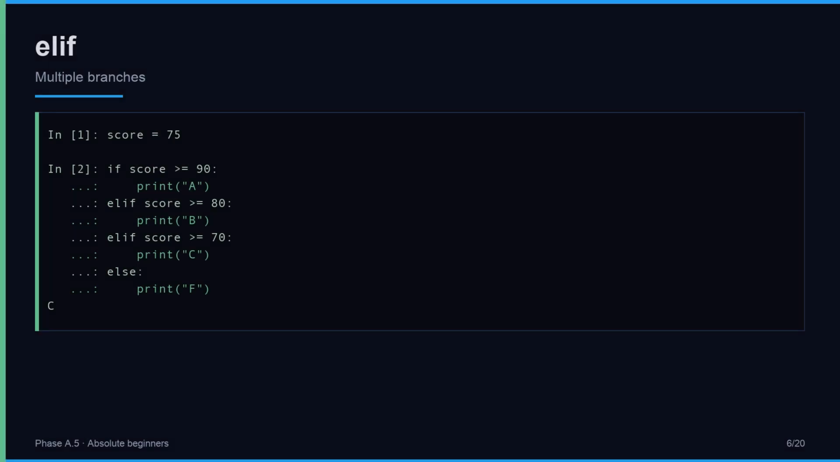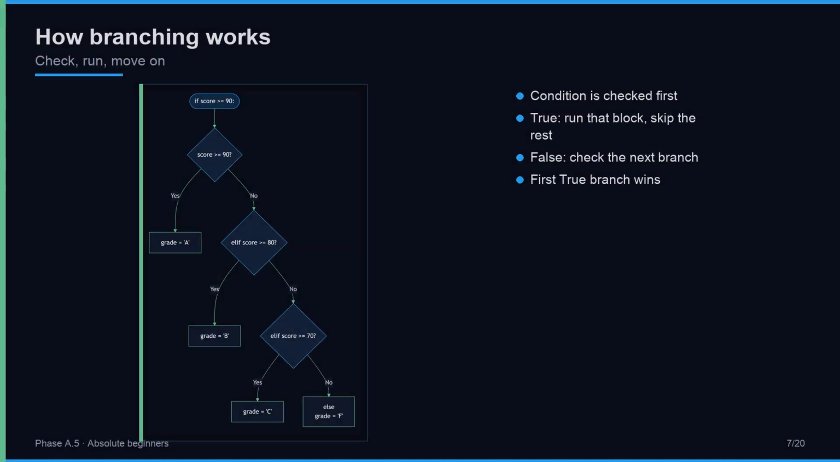Score equals 75. If score at least 90, print a, elif score at least 80, print b, elif score at least 70, print c, else, print f. Python checks each condition top to bottom. 75 is not at least 90. Not at least 80. It is at least 70, so c is printed, and the rest is skipped. Elif lets you chain many branches cleanly without nesting. Chain the branches.